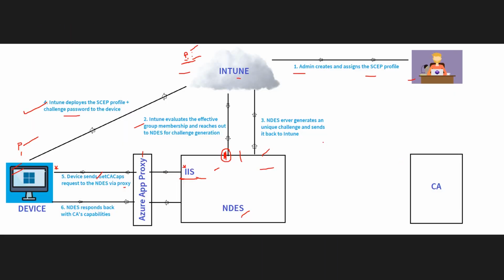Now coming back to our diagram, in step 5, we saw that the device generated the get CA caps request, which was sent to the NDES server via the proxy. Okay. Now in step 6, the NDES server receives the request, and the NDES server is going to respond back to the device and tell the device that, okay, you know what? These are the capabilities of the CA server.